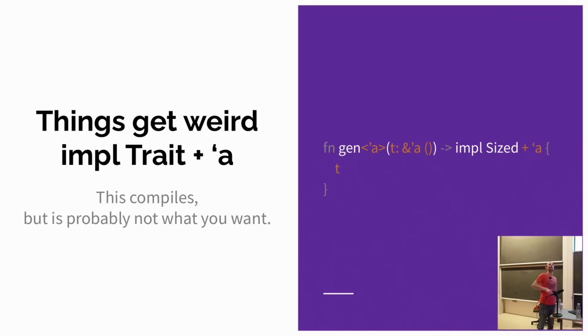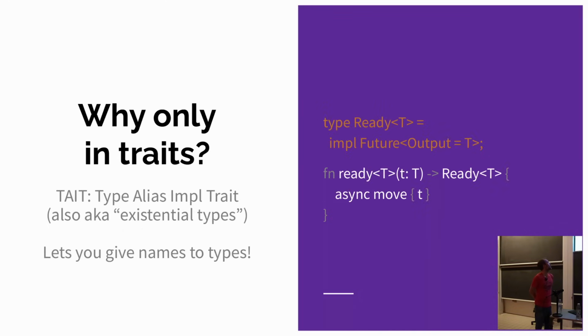Yeah? In the type alias example, you have one called Ready. Type alias impl Future, so this one. Yes. So this type Ready, for example, is generic. It could be used by two completely separate functions in the program right now, right? Would they have to return the exact same type?